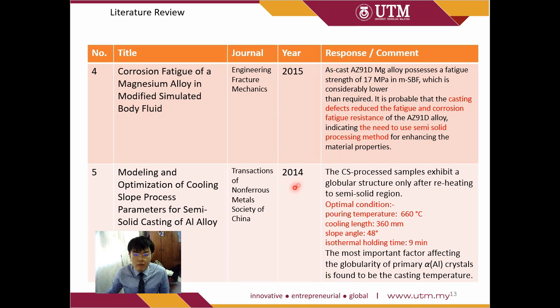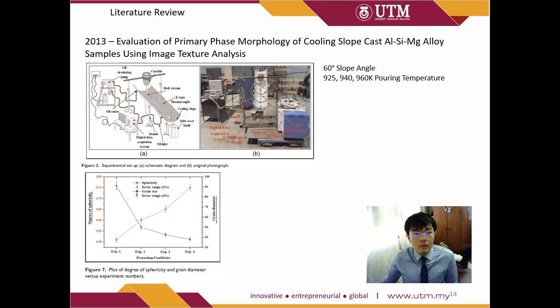properties. And from the 2014 paper, the optimum condition to produce the semi-solid metal is 660 degrees Celsius pouring temperature, cooling length 360 millimeters, slope angle 48 degrees, and isothermal holding time of 9 minutes. And this is the experimental setup.